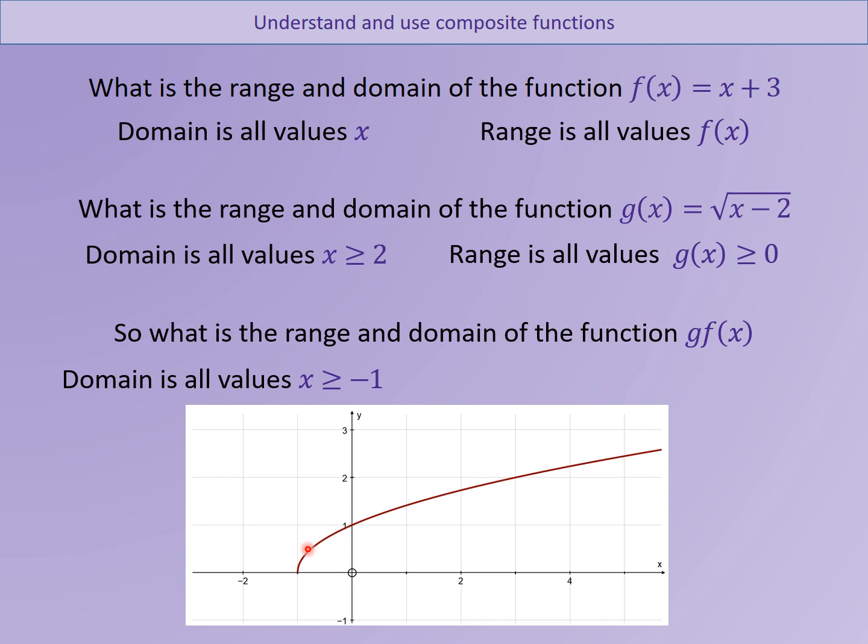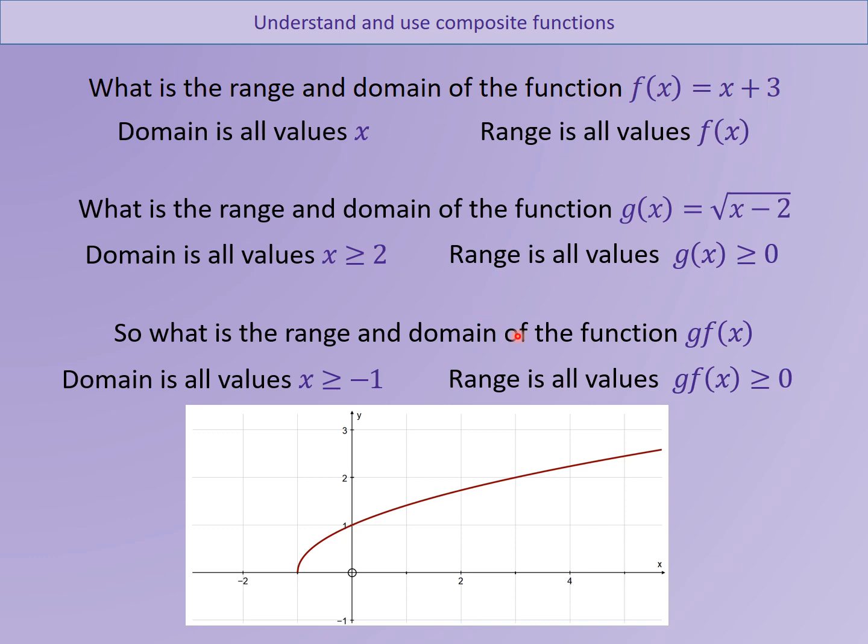What values can you get out? You can get any positive values but no negative values. So the range of gf of x is anything greater than 0. The question is, where do these two values come from in relation to the original two functions?